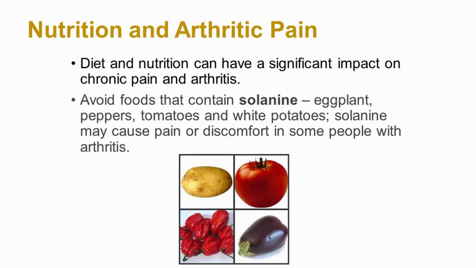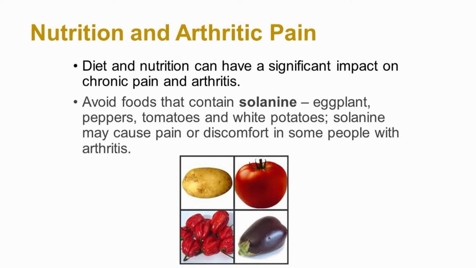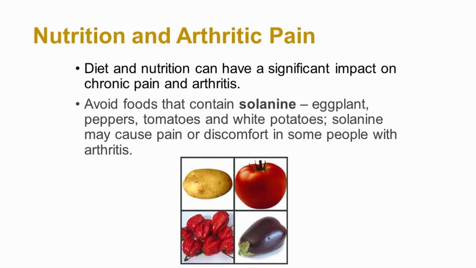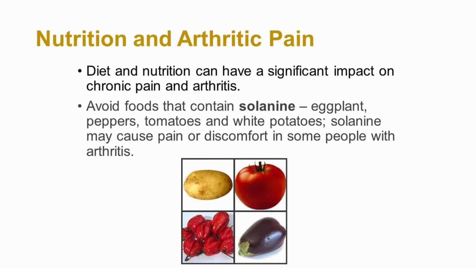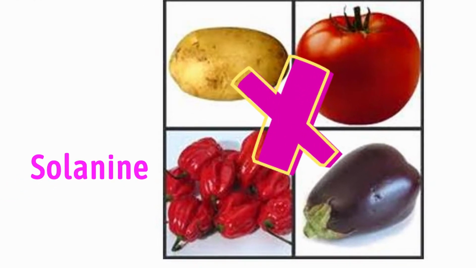So earlier on, I mentioned alongside the supplements that I do believe having a healthy diet can help protect the joints or even just the body itself, because diet and nutrition has a significant impact on actually chronic pain and arthritic conditions. So most of the time, studies have shown that you want to avoid a component called solanine, okay, S-O-L-A-N-I-N-E. These are actually found in eggplant, peppers, tomatoes, and white potatoes, usually dark shade vegetables, because solanine can cause pain and increase discomfort in people with arthritic conditions. If that's so, just try to avoid these foods.